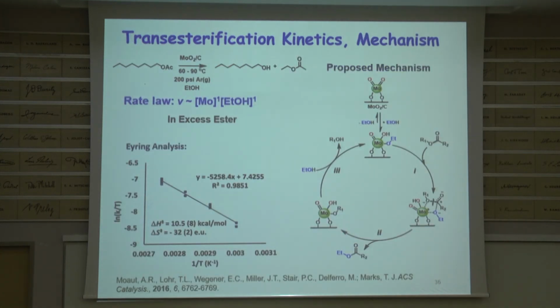And the mechanism, which has some homogeneous precedent, is addition of alcohol. So these oxo groups are not innocent ligands: you make a hydroxy alkoxide, nucleophilic attack, transesterification, and then you make this alkoxide, which alkoxylates with ethanol, and you're back where you started. Well-behaved kinetics. It's first order in molybdenum, first order in ethanol. This is in massive excess of ester, with reasonable analysis.